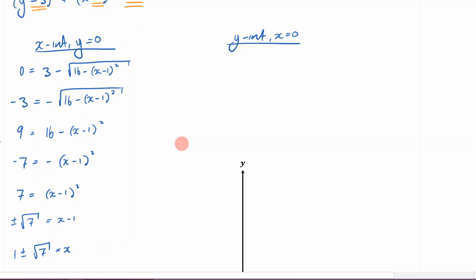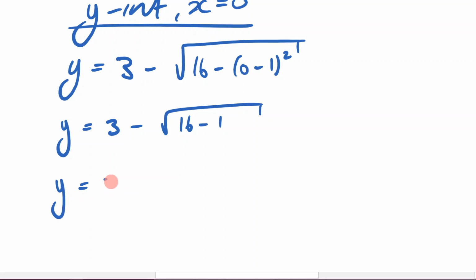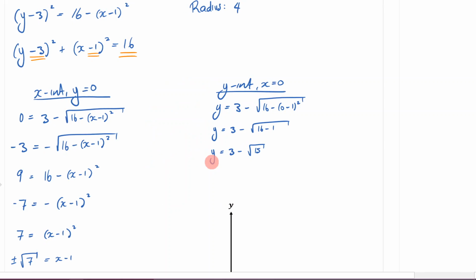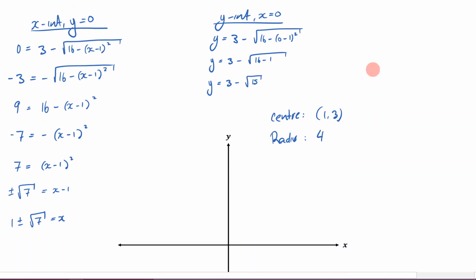Then we're going to do the same thing for my y-intercept. So I've got y is equal to 3, this, 16, then into the x spot goes a 0. Perfect, let's zoom in here. So I'm going to get y is equal to 3 minus the square root of 16 minus, now -1 squared is 1, so I'm just going to get y is equal to 3 minus the square root of 15. Perfect. Let's also write down that we know the center is 1, 3, and we know that the radius is 4. And there is all our useful information that we need to now sketch this thing.